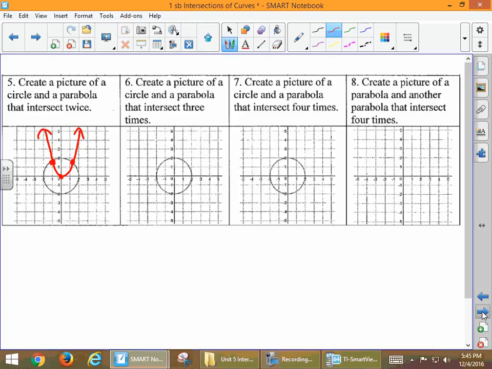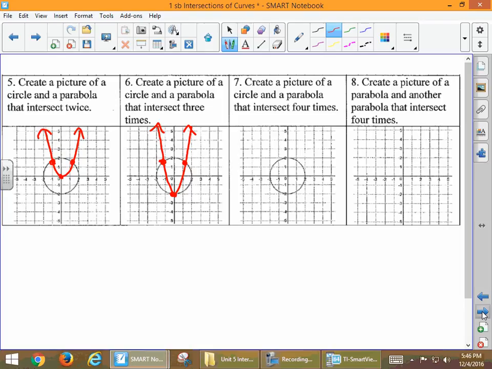Create a picture of a circle and a parabola that intersect 3 times. I'm going to make the vertex of my parabola there at (0, -2). And draw the parabola. And we intersect here at the vertex, and here, and here. There's 3 times.